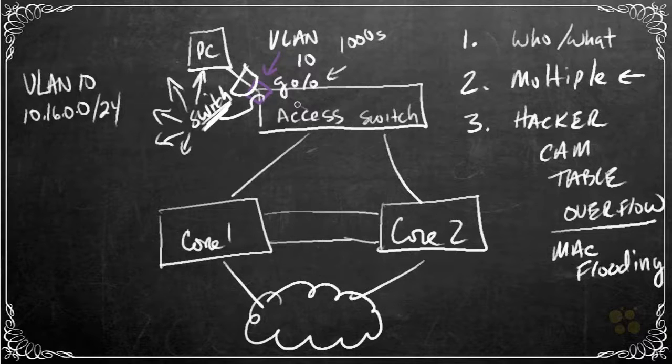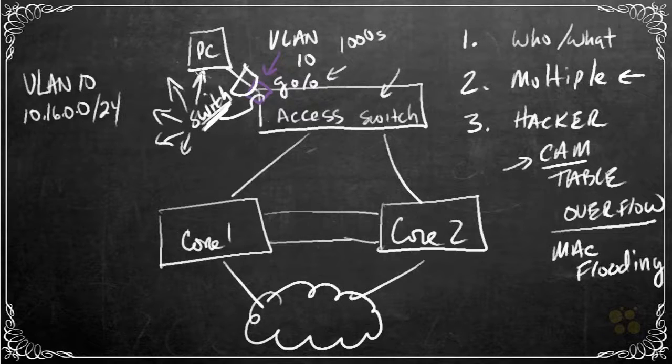Now, what's the real harm in that? The real harm is that the switch does not have unlimited memory to remember all that information. It uses the CAM table, the content addressable memory space, to remember MAC addresses. And if that is totally consumed, the switch is not going to have the ability to correctly understand which MAC addresses belong to which ports.